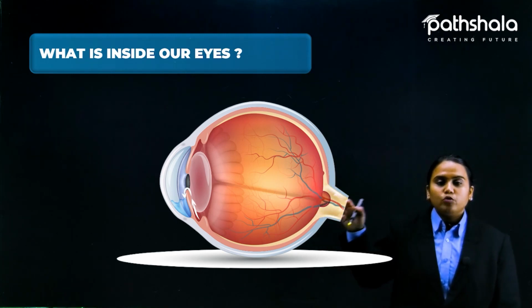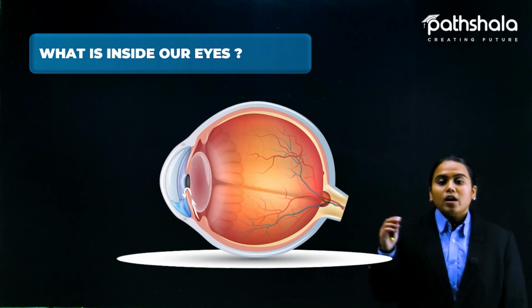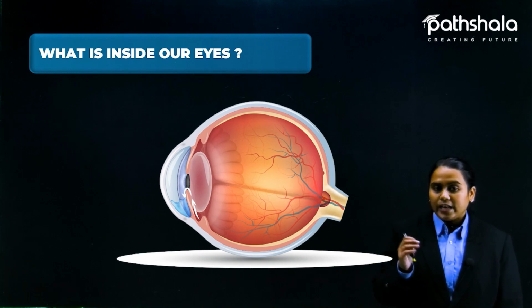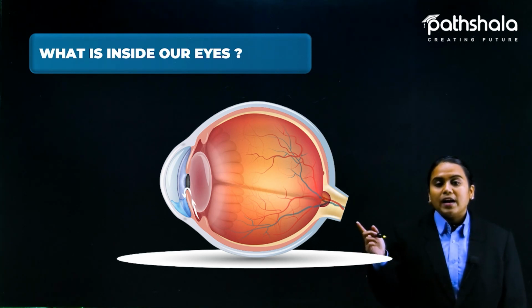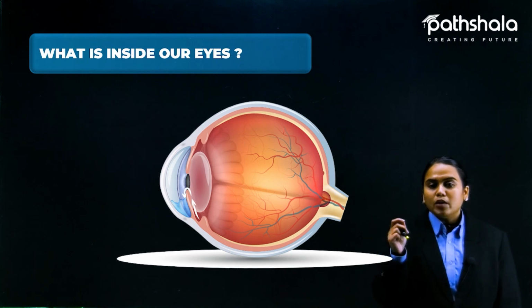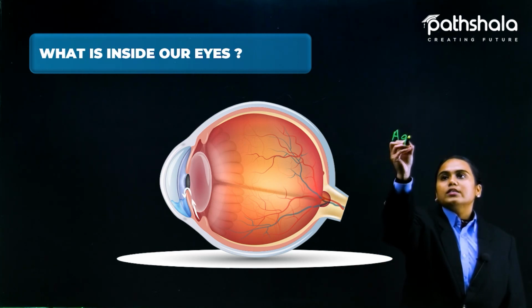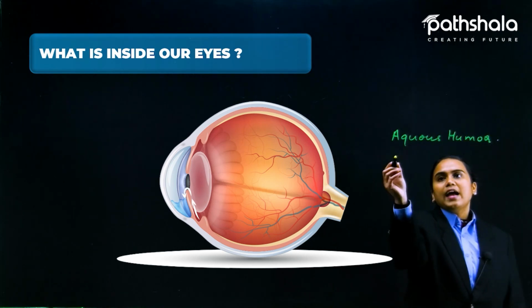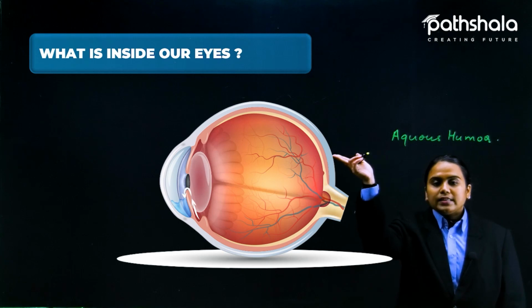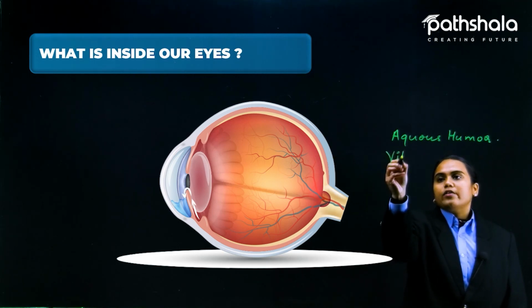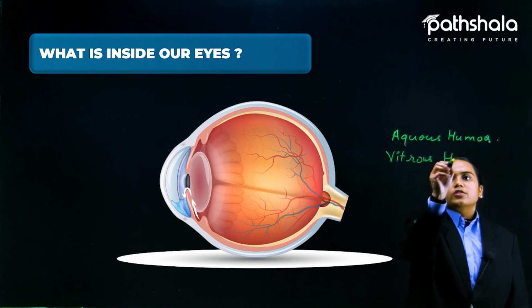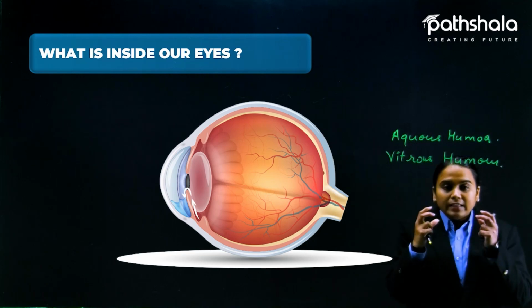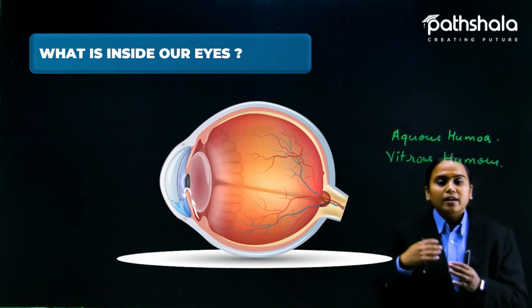This part that you can see in red is also a jelly type, and the first one you can see in blue color is also a jelly type. That first part that is filled with the blue color is known as aqueous humor. Aqueous humor. And the red part is known as vitreous humor. So these are two major parts that fill the spherical ball.